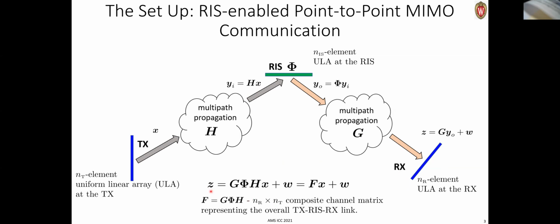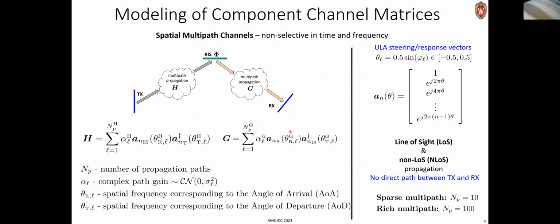So the final received signal is Z equals G phi H X plus noise, and G phi H is the composite transmitter-RIS-receiver link matrix, and this is additive white Gaussian noise. And our goal is to design the phi.